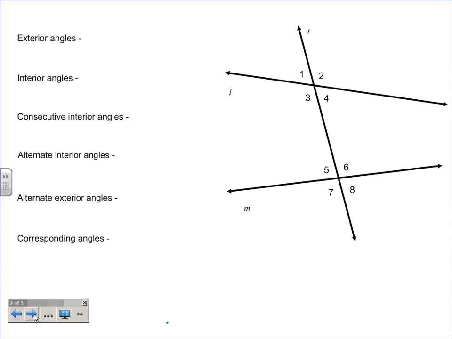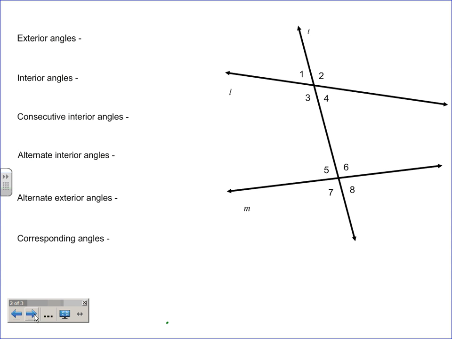Well, in looking at these, we see line L, M, and T. Technically, they could all be considered transversals because you agree L and M would hit each other somewhere off the smartboard. So then would they all be hitting two or more lines? They would. But in this case, we're going to consider, based on the way I numbered the angles, that T is the transversal of most importance to us here.